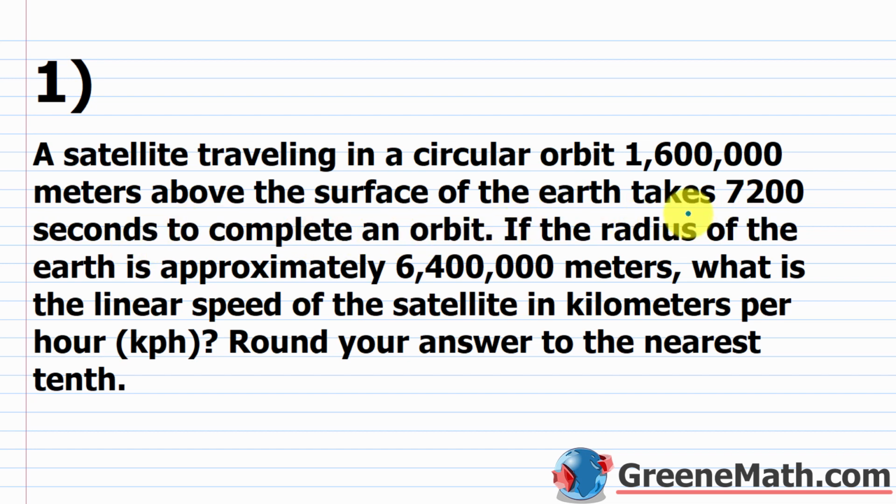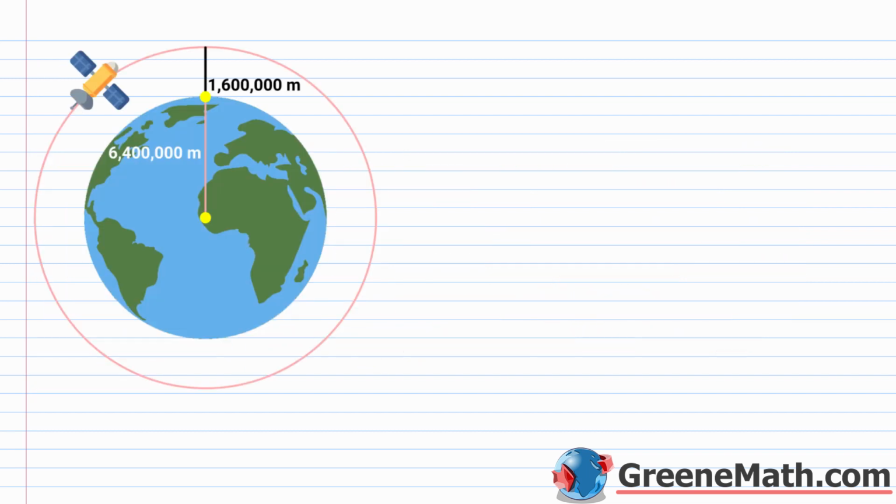If the radius of the Earth is approximately 6,400,000 meters, what is the linear speed of the satellite in kilometers per hour? We're asked to round your answer to the nearest tenth. Okay, so for the first problem, I'm just going to go a little bit slower. I'm just going to recap all the things we talked about in the lesson.